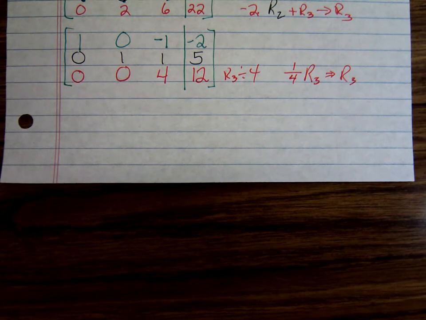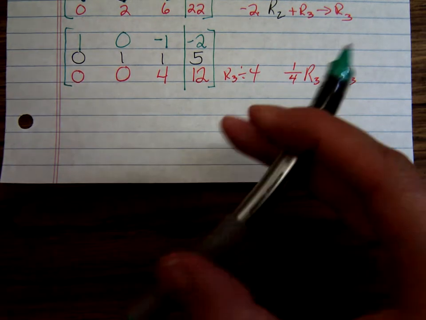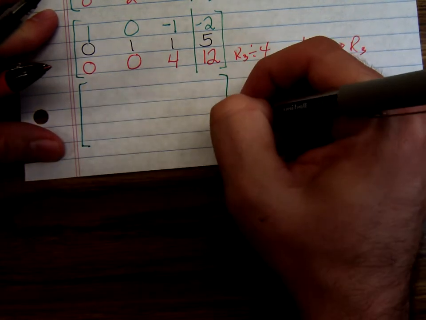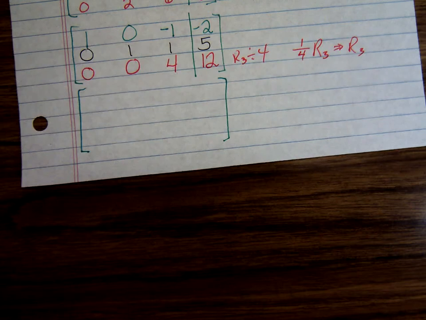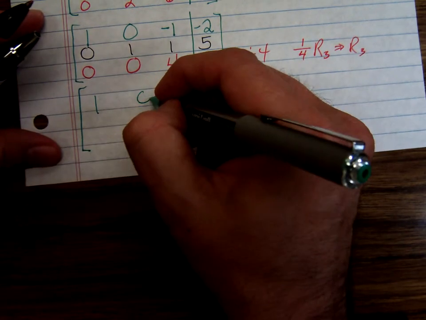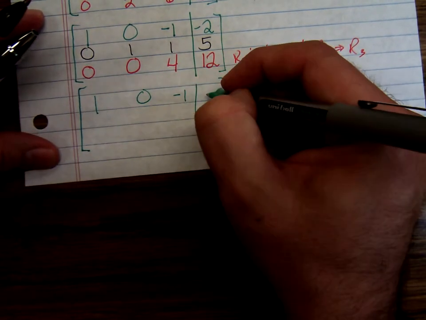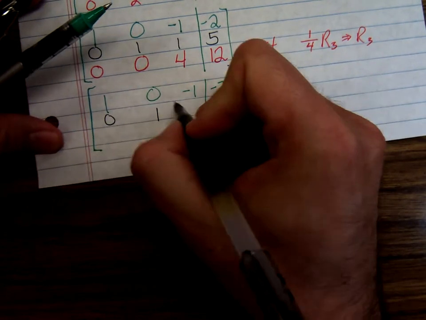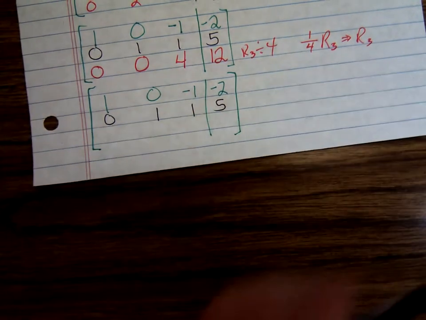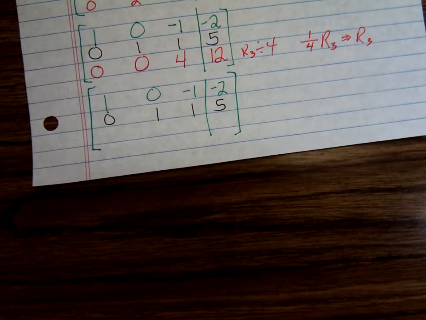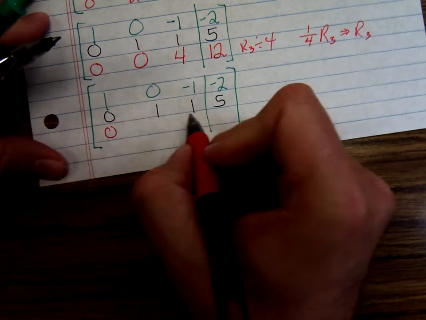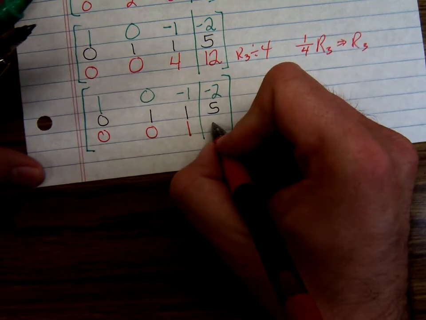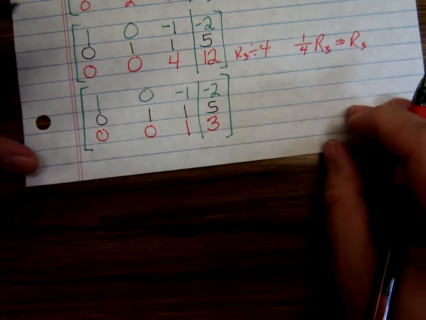I have room to do one more of these on this sheet of paper. So row 1 and 2 stay the same right now. 0, 1, 1, 5. So I'm dividing row 3 by 4. Some of y'all might be ahead of me. I'd have a 0, then another 0, 1, and what is that? 3?